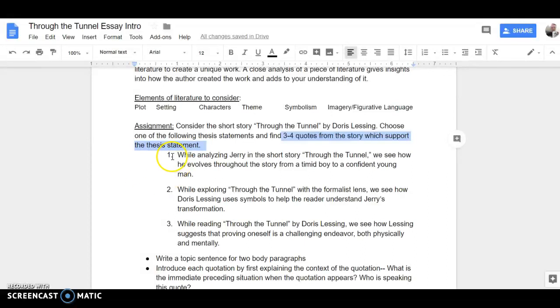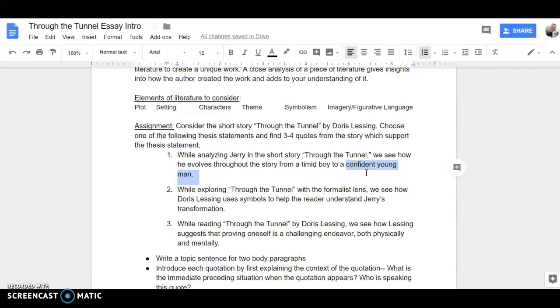So we've got 3 choices. While analyzing Jerry in the short story Through the Tunnel, we see how he evolves throughout the story from a timid boy to a confident young man. All right, so this first thesis, all you're going to be looking at is the character of Jerry and how he goes from being a small boy, like how he is childlike in the beginning of the short story, to how he is a confident young man.